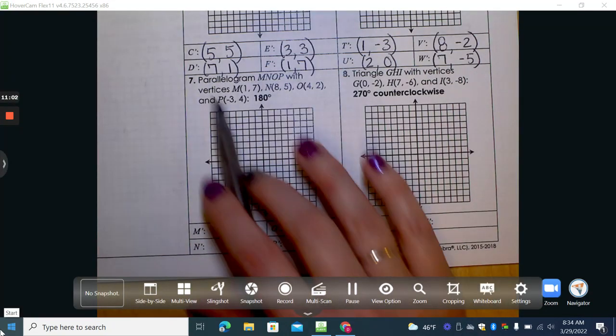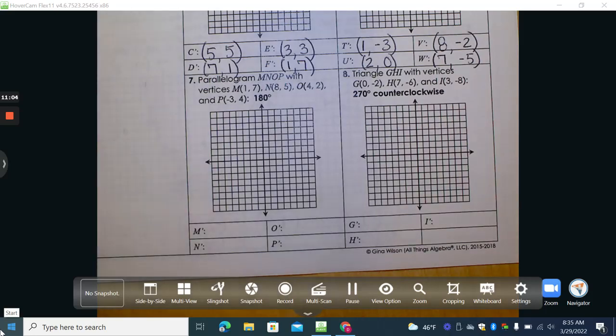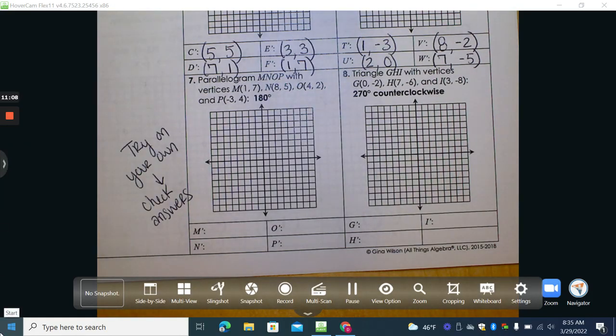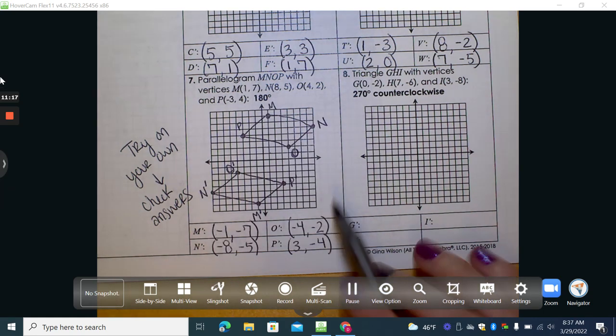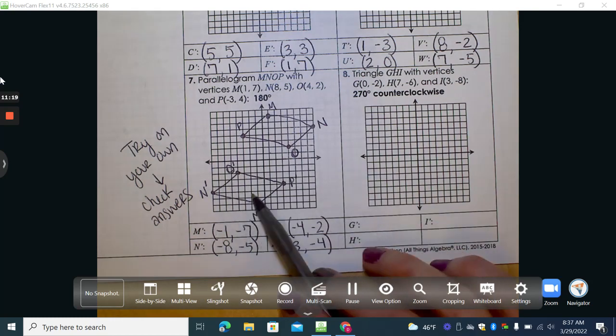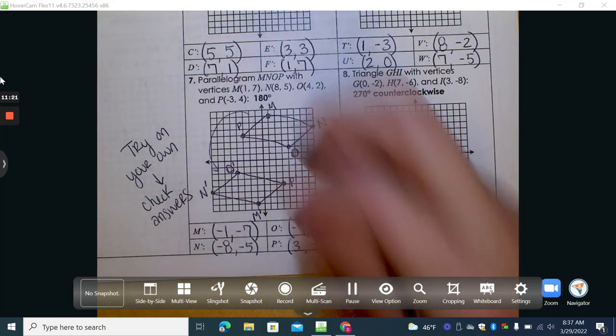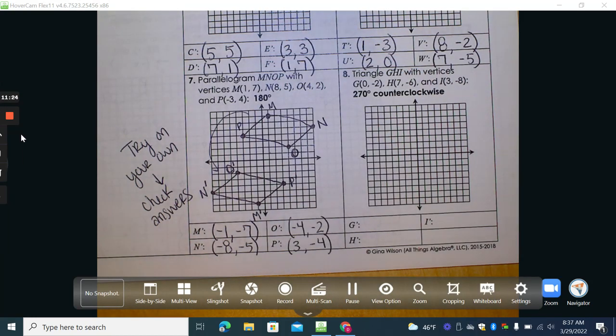If you want to pause your screen for a few minutes and try 7 and 8 on your own, I will show the answers in about 5 seconds. Here's the answer for number 7. I have my original image and I have my rotated 180 degrees image. Then for number 8, I have my original image and I'm now going to rotate it 270 degrees counterclockwise.